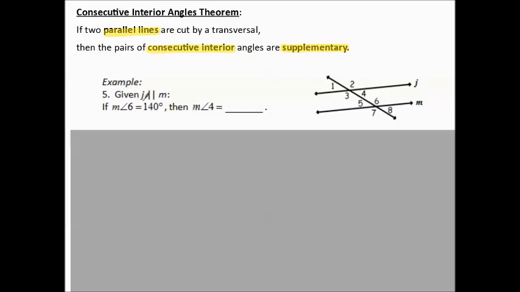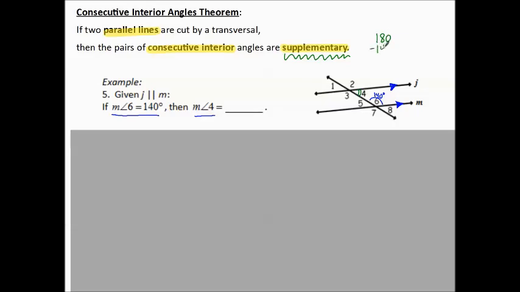First, given that line J is parallel to line M, let's mark it in our picture. Line J, line M. Same arrows on the lines to show they're parallel. If the measure of angle 6 is 140 degrees, here's angle 6, 140 degrees. Then the measure of angle 4 equals, well, where's angle 4? It's not obtuse like angle 6. Here it is. It's an acute angle. These two angles right next to each other, in between the two lines, are consecutive interior angles. So they are supposed to be supplementary when we have parallel lines.